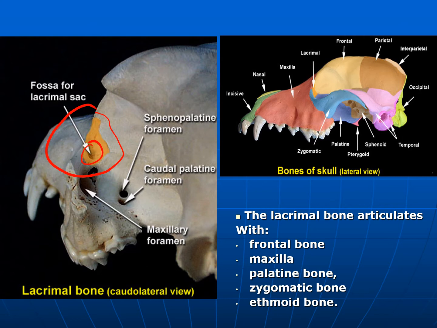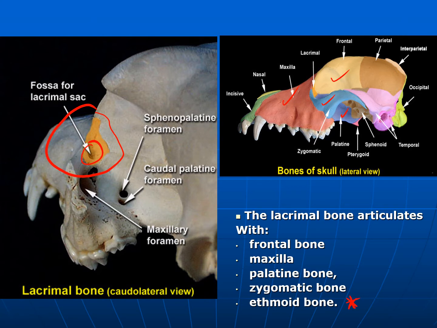This bone, which is the lacrimal bone, articulates with the frontal bone, with the maxilla, with the palatine, and also with the zygomatic bone, and the one bone that is hidden.